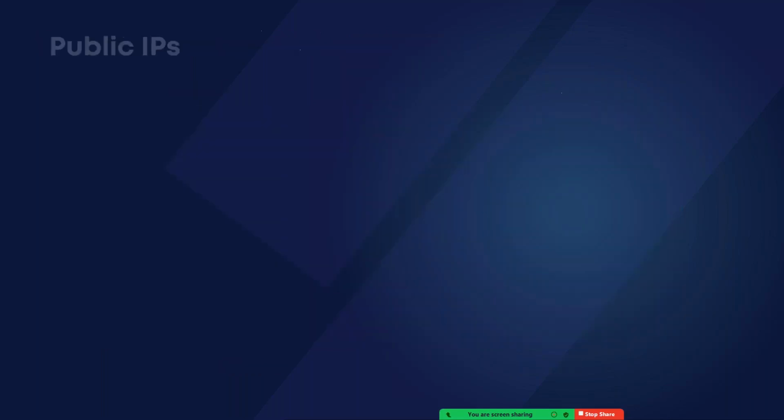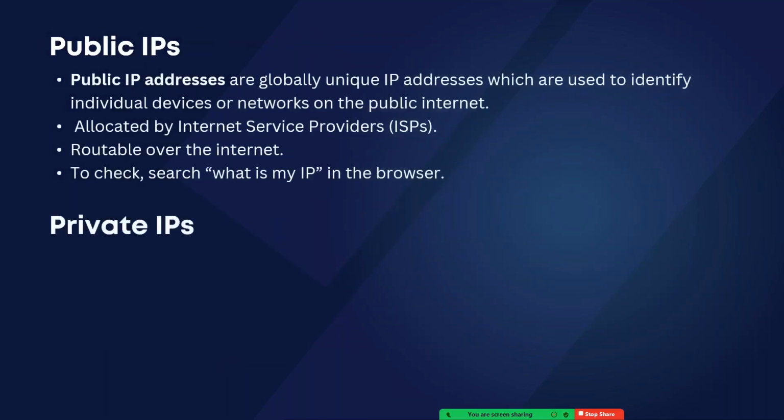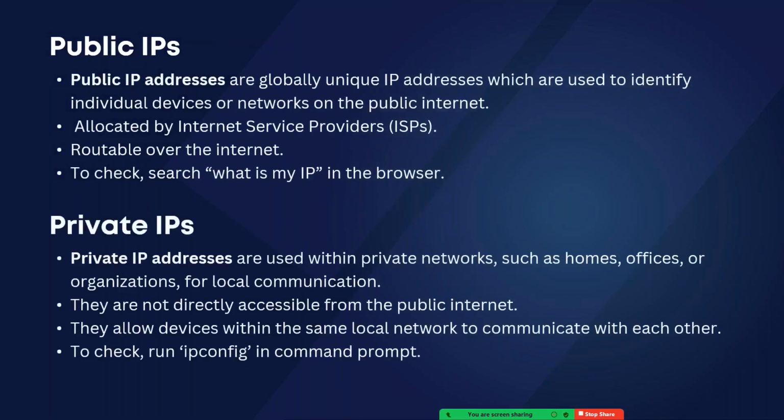Okay. So when you talk about public and private IPs, guys, these are the IPs which are used in different kinds of networks, public networks or private networks. So if you talk about the public IP, these are globally unique IP addresses which are used to identify individual devices or networks on the public internet. So these are the IP addresses which are provided by the internet service providers.